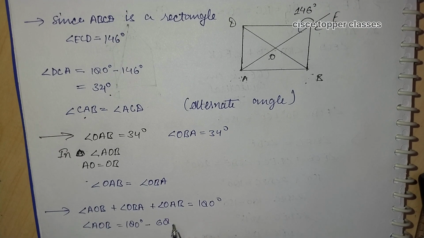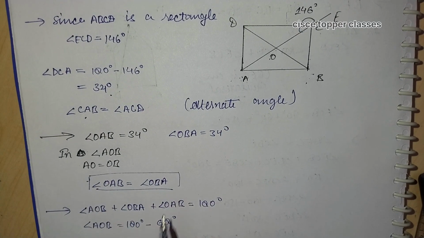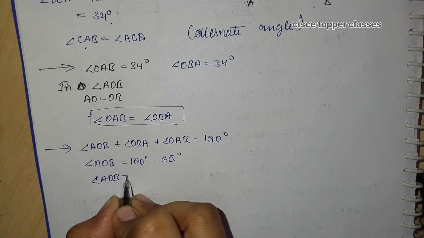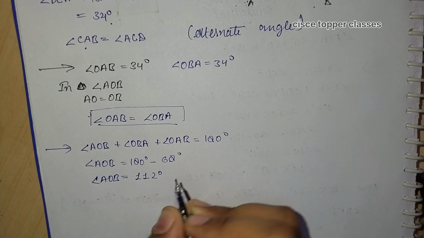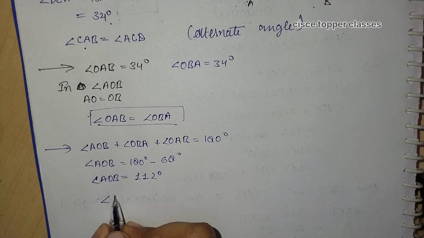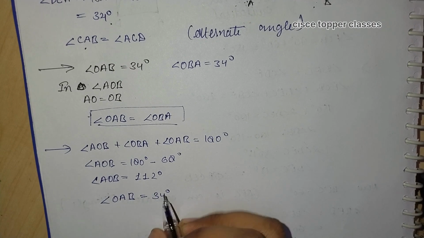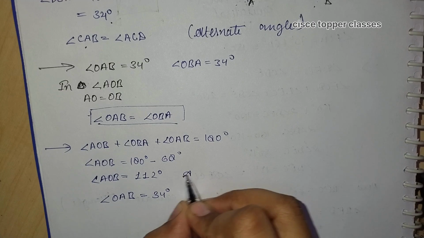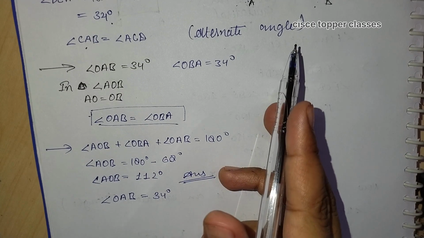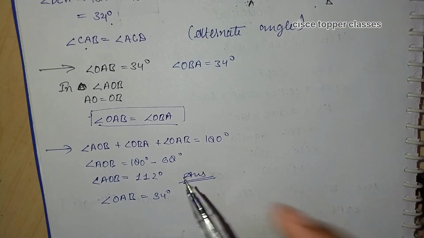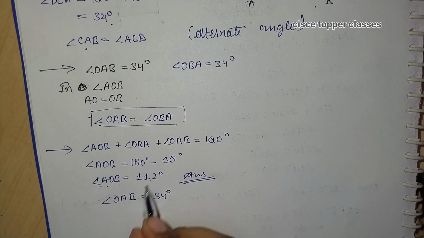minus 68 here, because we add 34 two times, as they are equal. So it will be 68 here. Now we will just subtract it. So angle AOB from here is 112 degrees, and angle OAB is equal to 34 degrees. So this is the final answer in this question which we have to find. Firstly, we had to find the angles of triangle AOB. So angle AOB is equal to 112 degrees and angle OAB is equal to 34 degrees.